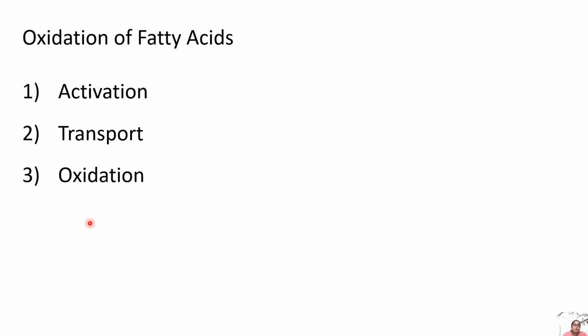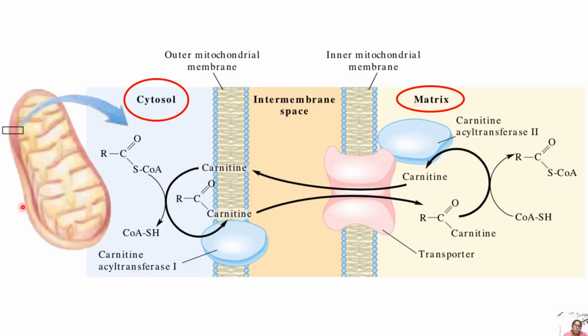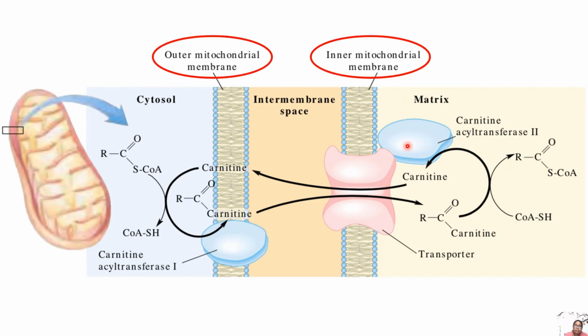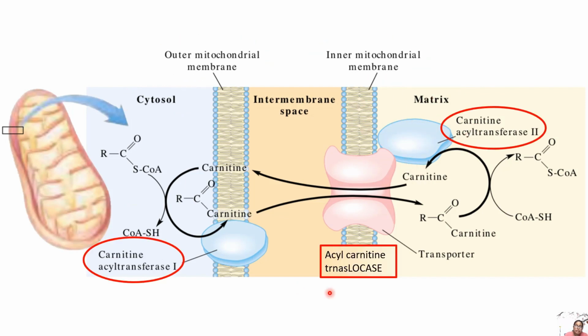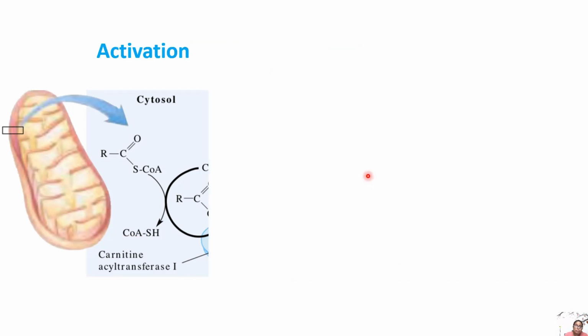Okay. Now, oxidation of fatty acids: activation, transport, and oxidation. So, you see, this is how it happens. This is the outer mitochondrial membrane, inner mitochondrial membrane. Carnitine acyltransferase 1 helps in the transport. Carnitine acyltransferase 2 is inside in the matrix region. And this is acyl carnitine translocase in the inner mitochondrial membrane.